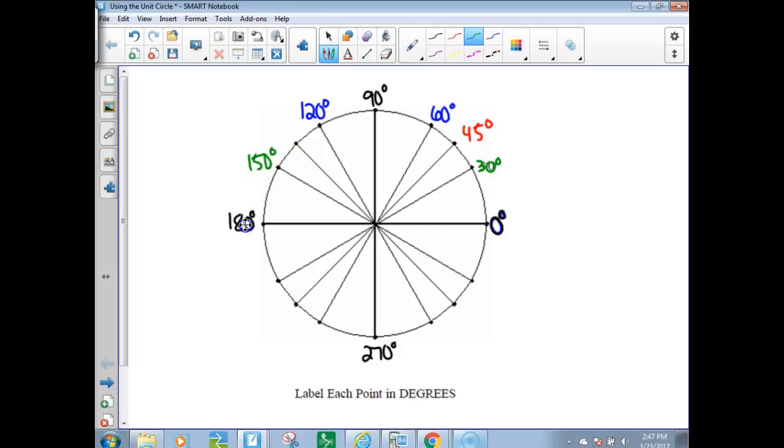30 more is 180. Another 30 would be 210. And then I would be skipping the middle one and go another 30 to get to 240. And then 30 plus 240 is 270. And then the next one would be 30 more, or 300. And then the one after that would be 330.